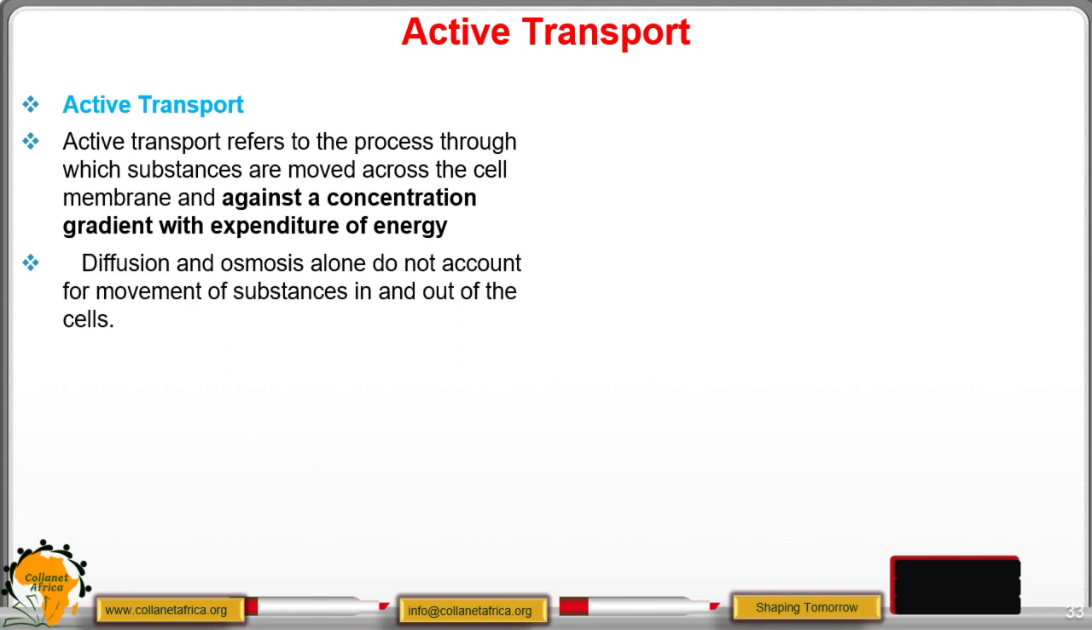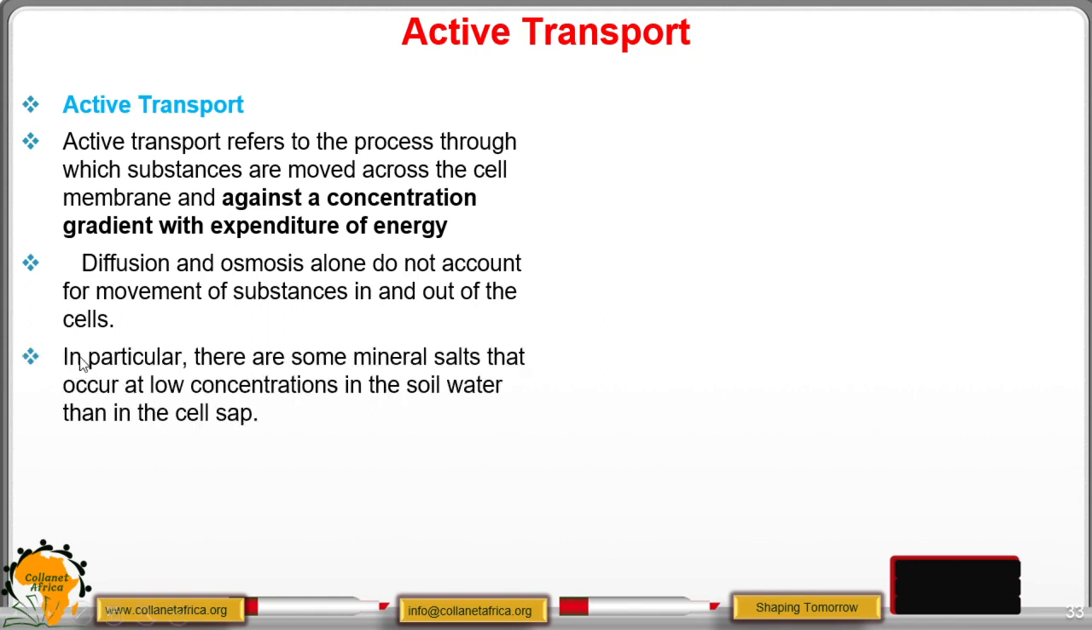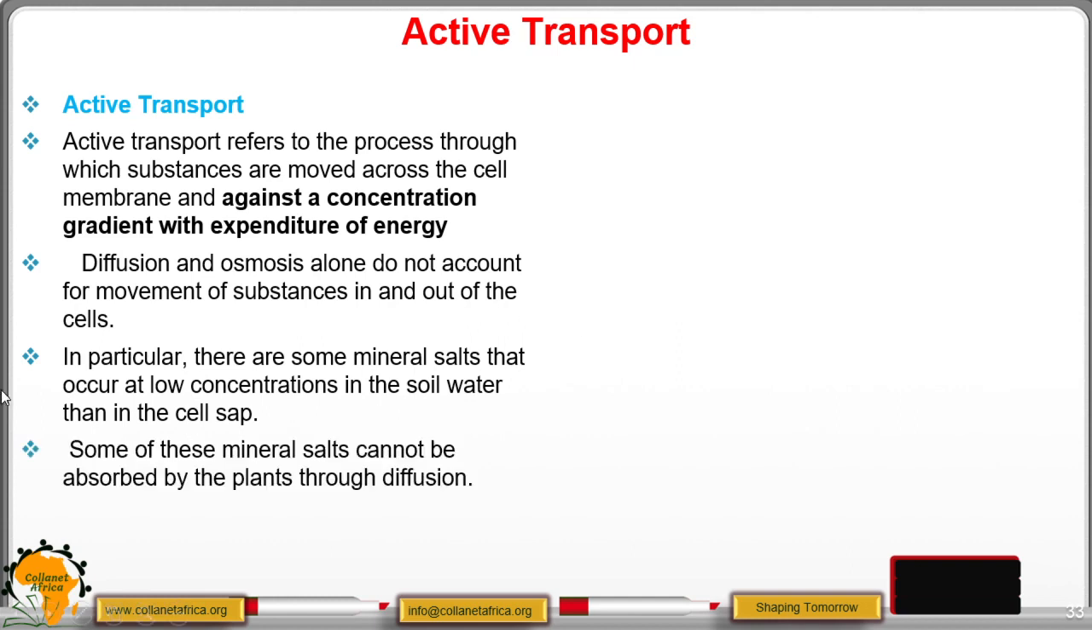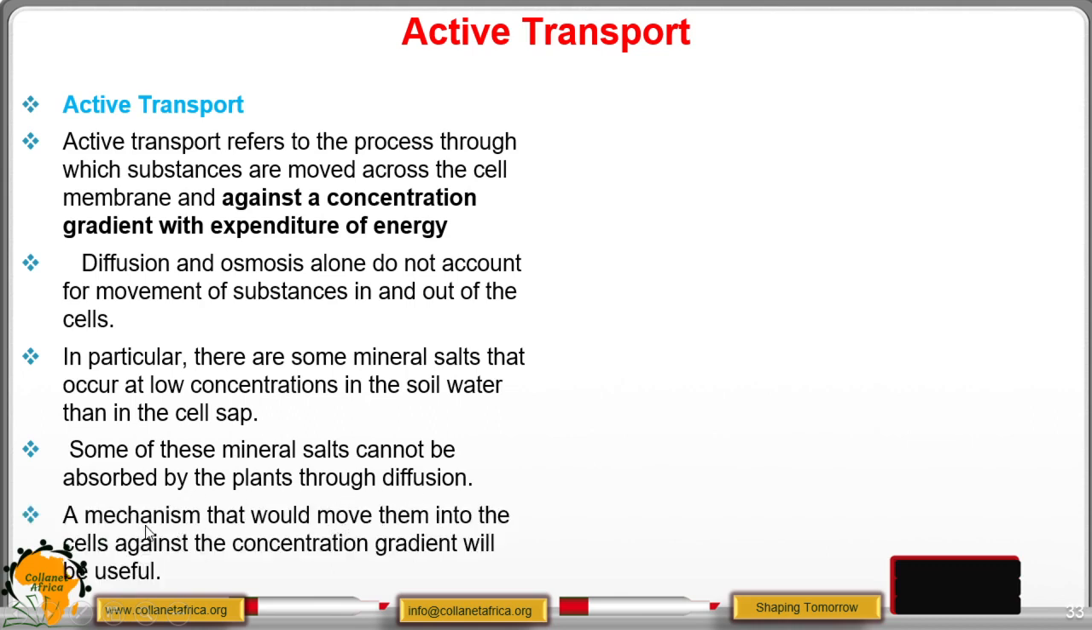Diffusion and osmosis alone do not account for movement of substances in and out of the cells. In particular, there are some mineral salts that occur at lower concentration in the soil water than in the cell sap. Some of these mineral salts cannot be absorbed by the plant through diffusion. A mechanism that will move them into the cells against the concentration gradient will be useful.